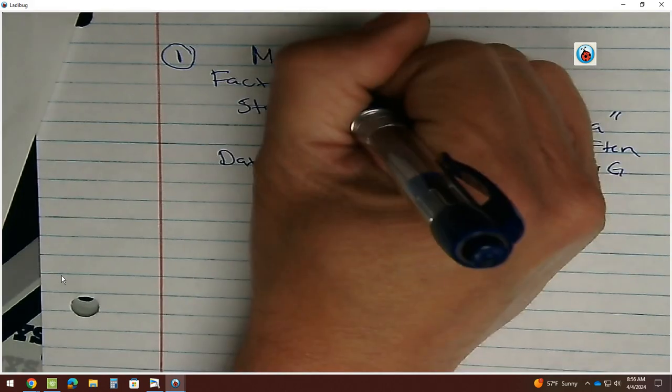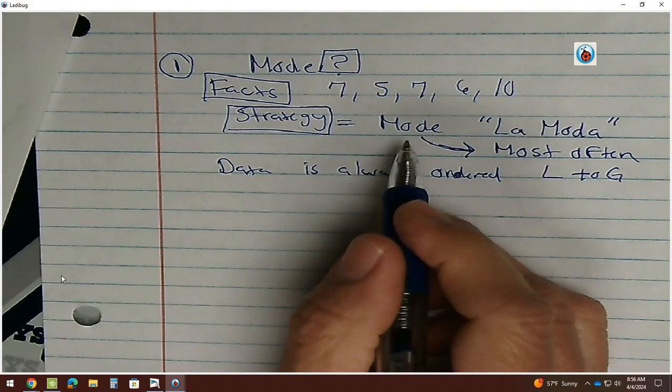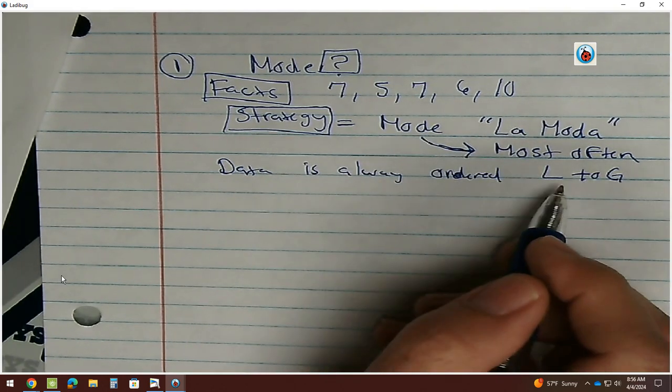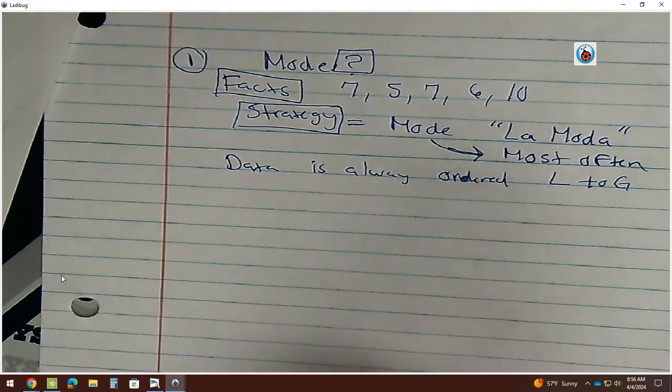That's my question. My facts. The strategy is all this stuff. I need to know what mode is: most often. I need to put the data always ordered from least to what? Greatest. Ordered. Why do we order data from least to greatest? So that's what's easiest to do.